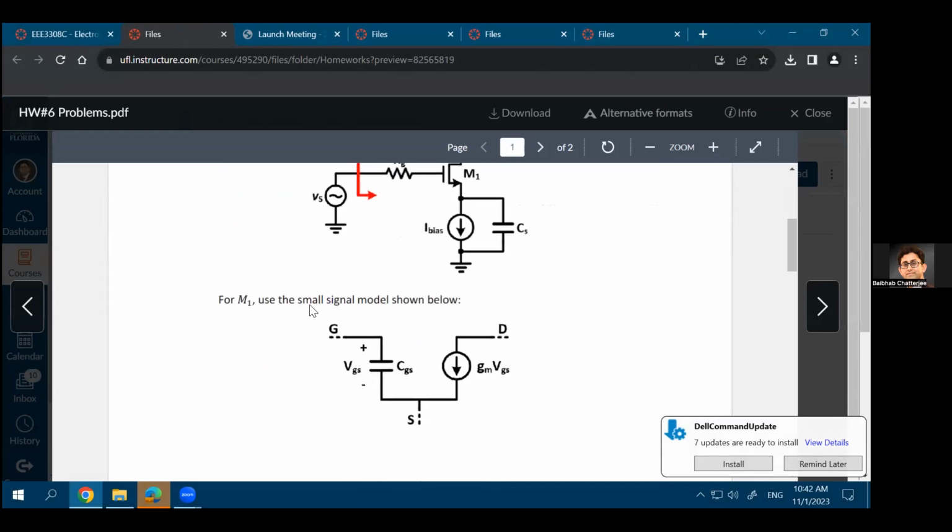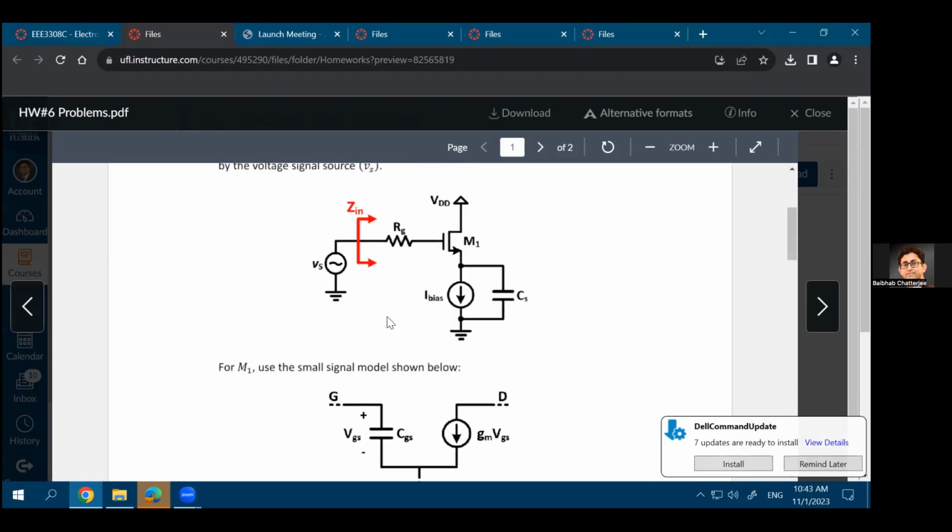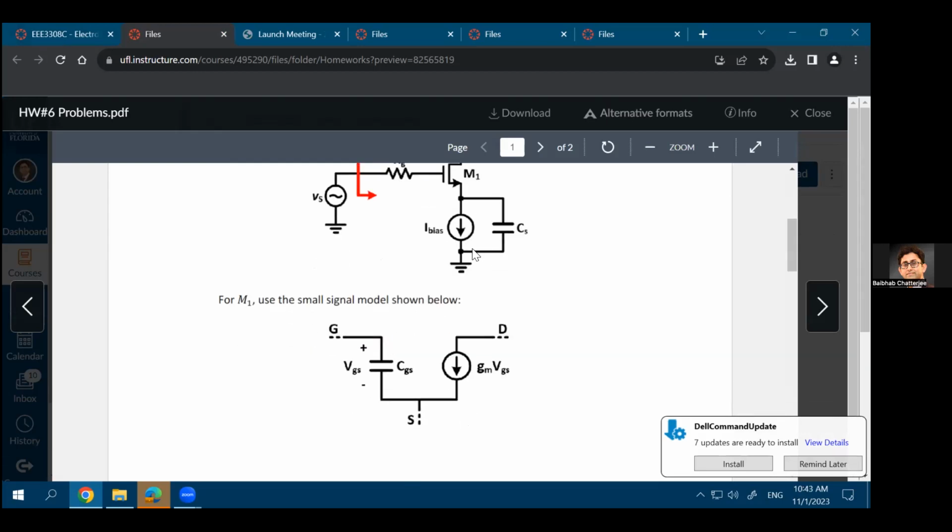For the transistor M1, you can use the small signal model as mentioned over here. The only difference from what you have learned in the past is that whenever you looked into the small signal model of the amplifier, you assumed that the gate to source terminal is open. So you apply a voltage source at the gate, the source terminal is AC ground, which is true in this case as well, and you have a gm VGS amount of current flowing from drain to source. But here the difference is that you have a capacitance between the gate and source terminal.